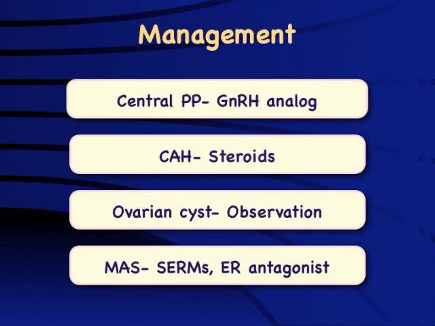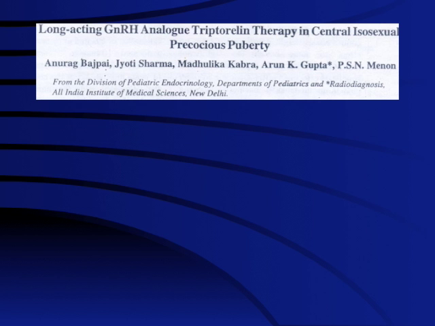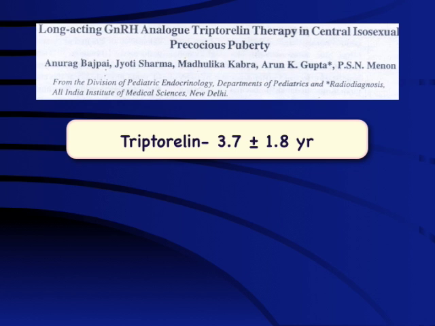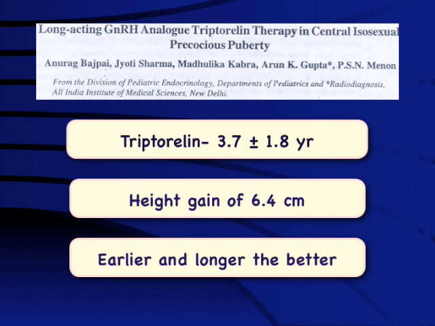Selective estrogen receptor modifiers or ER antagonists, which are estrogen receptor antagonists, have recently been tried with some success in this condition. But these conditions require long-term follow-up and should be managed by pediatric endocrinologists. Long-acting GnRH analog therapy are highly efficacious in management of precocious puberty with good improvement as far as height and other parameters are concerned.